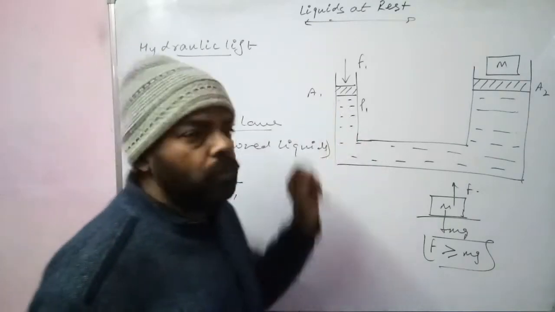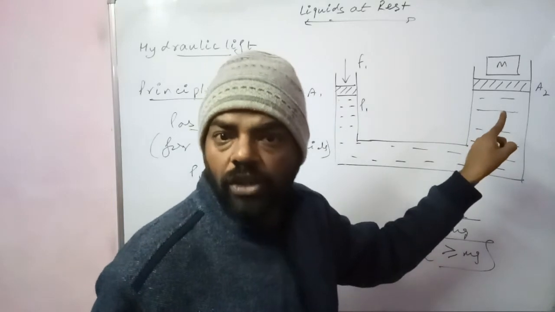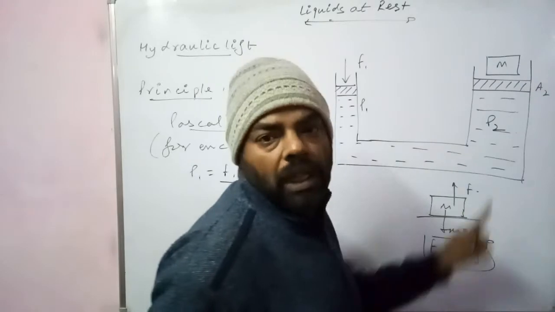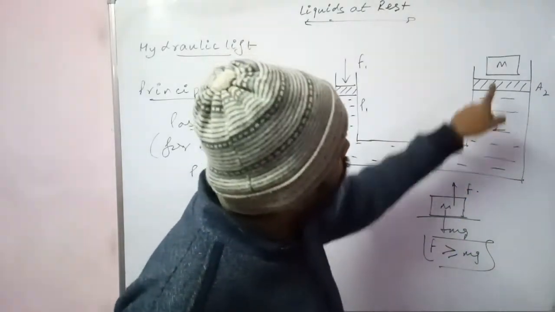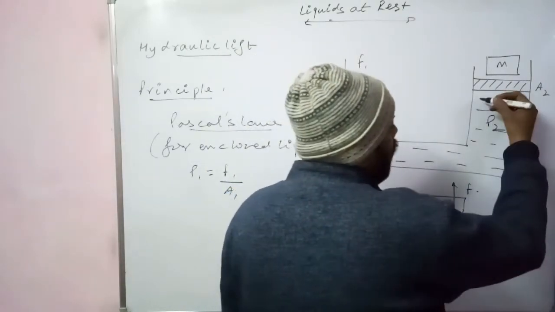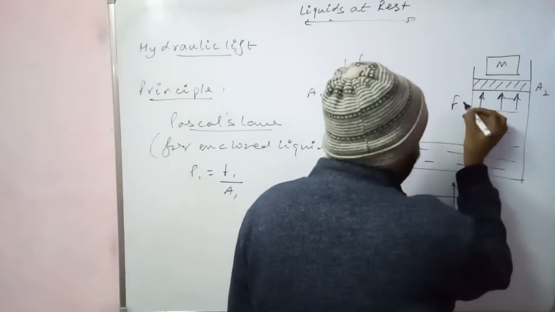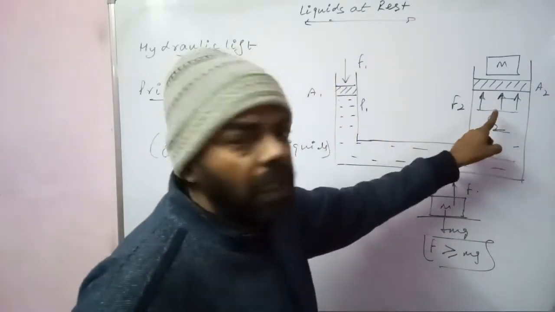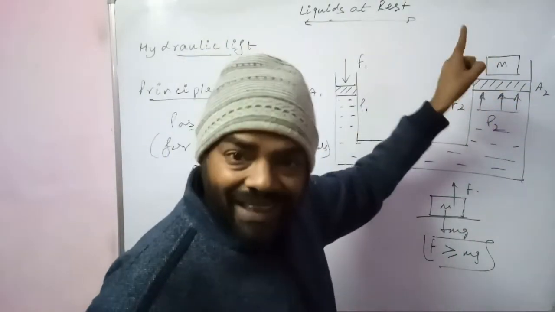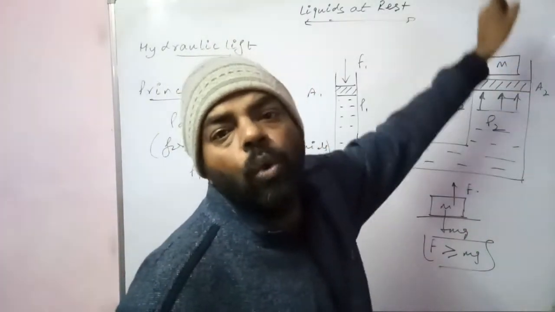Now this increase in pressure will get transmitted throughout the liquid, and the liquid will exert the pressure P2 on the piston whose area of cross section is A2. Due to this pressure P2, the upward force, say F2, is exerted by the liquid on the piston. Okay, and if this upward force F2 is at least equal to the weight mg of this block, then this block can be vertically lifted.